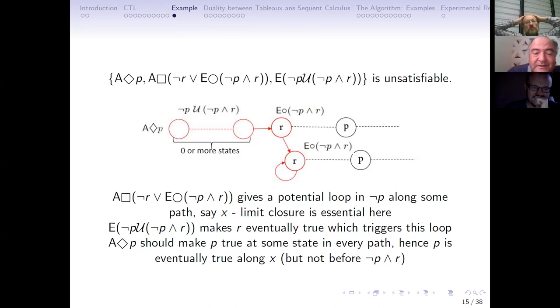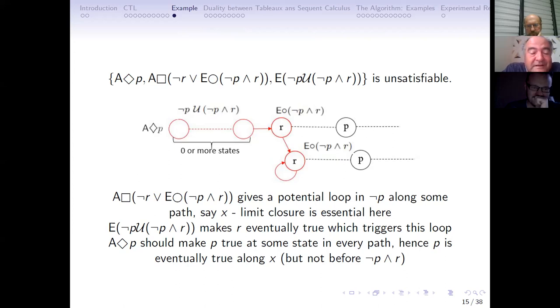So that first constraint would have a loop in not P. And then to trigger that loop, we have to make R happen. And that's the second constraint, because it's the promise. The until operation promises that not P and R happen. So therefore R would happen. And from that point on, we've got a loop in not P.